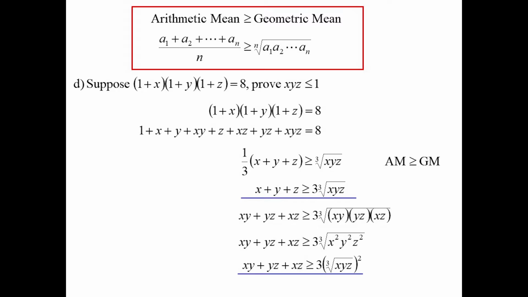Now remember we said this: 1 plus x plus y plus z, etc. is 8. Therefore, this expression must be less than or equal to 8. And if you can't see it yet, let me do that. I'll change xyz to be the cube root of xyz cubed. 1, 3, 3, 1. 1 plus the cube root of xyz all cubed is less than or equal to 8.